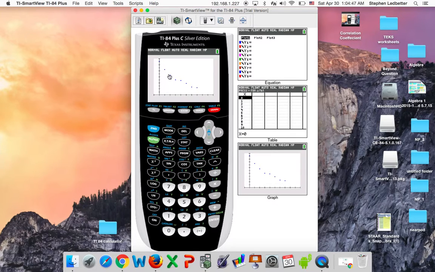Now I want to draw a line of best fit, something that kind of separates the two. We know it's an exponential, so it's going to kind of start high and then kind of curve a little bit and bend down close to 0, but may never touch it. So here's what we're going to do.